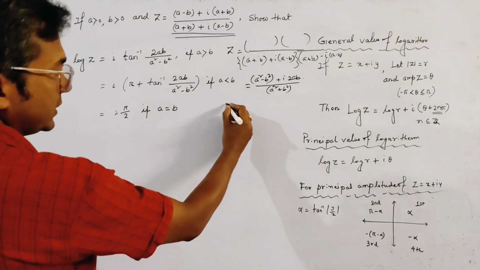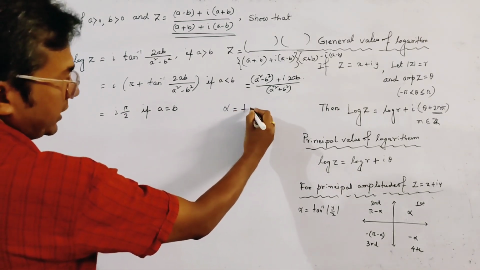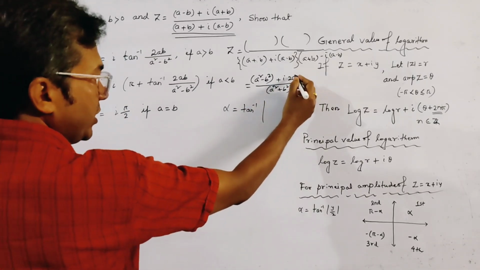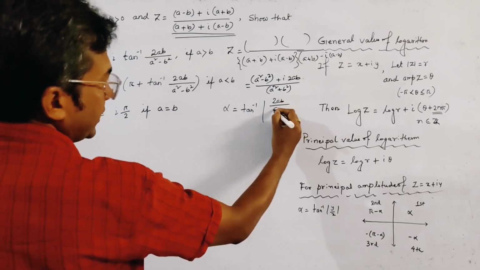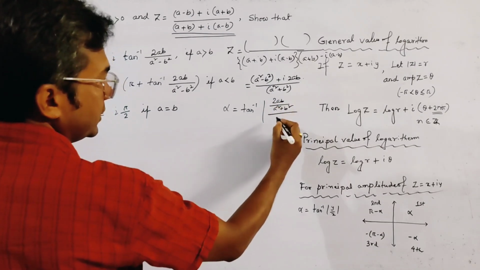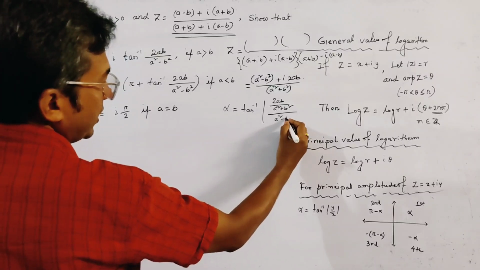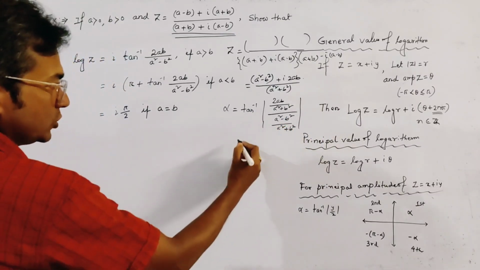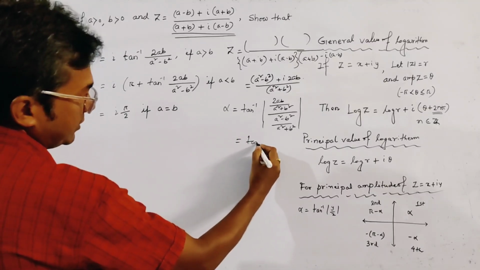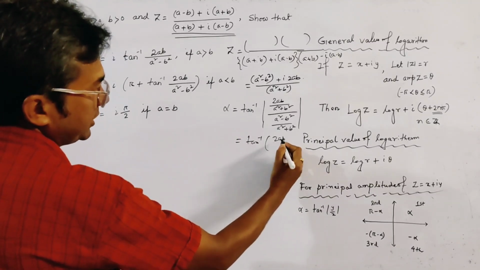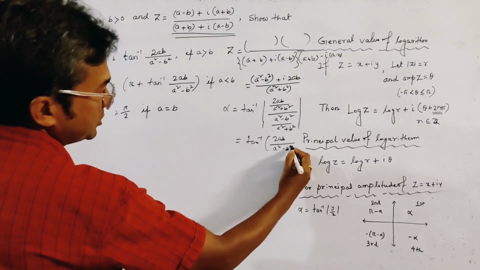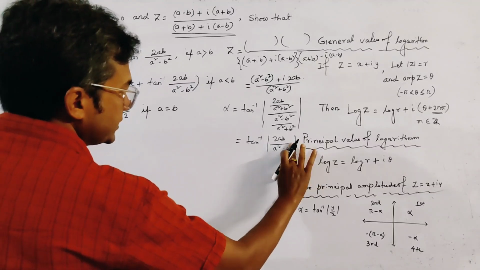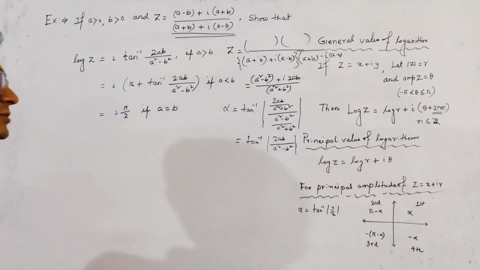Now it is clear that our alpha is given by tan inverse of mod of y by x. This means y is 2ab by a square plus b square, and x is a square minus b square by a square plus b square. This is alpha. So we get tan inverse of 2ab by a square minus b square, but obviously this is in the modulus. Okay, this is a square minus b square.